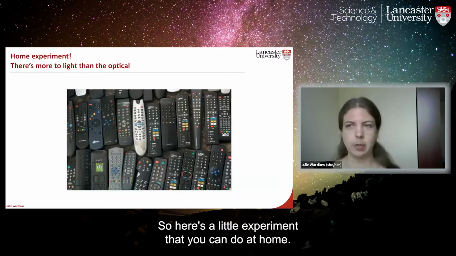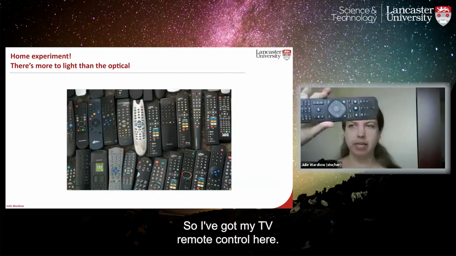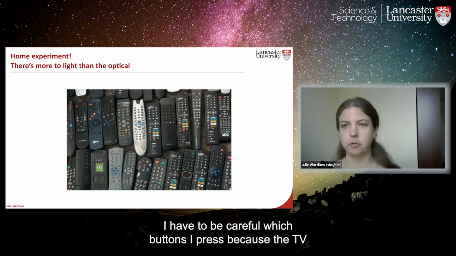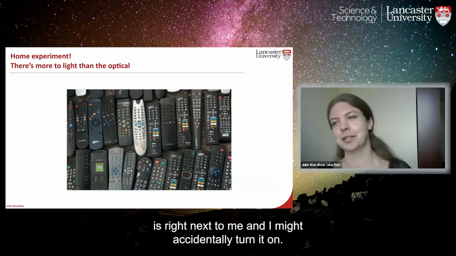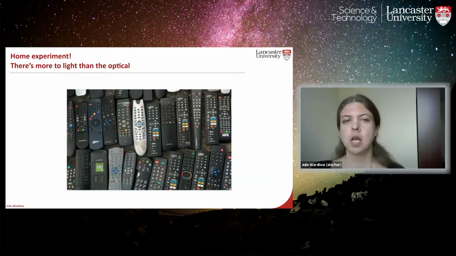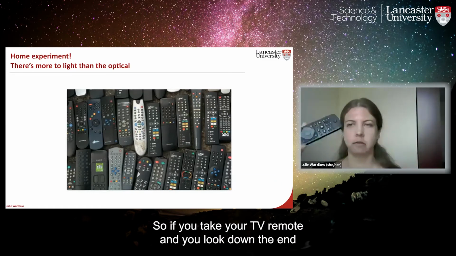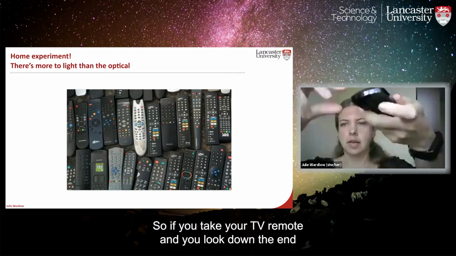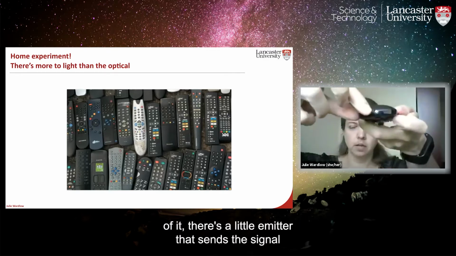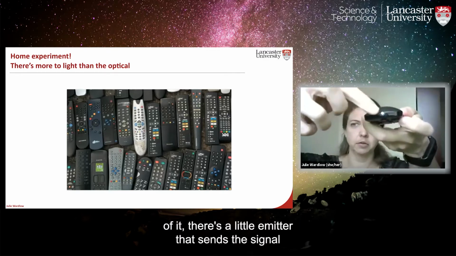So here's a little experiment that you can do at home. I've got my TV remote control here. I have to be careful which buttons I press because the TV is right next to me and I might accidentally turn it on. You can test this yourselves. If you take your TV remote and look down the end of it, there's a little emitter that sends the signal to your TV.